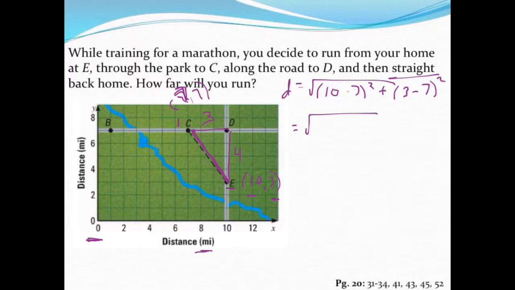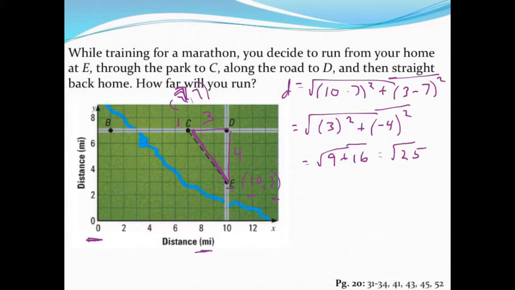So I've got the square root of 10 minus 7, which gets me 3 squared right there, plus 3 minus 7, which gets me a negative 4. Be careful with those negatives, as I've said before. Keep it in parentheses. 3 squared gets us a 9. Negative 4 in parentheses squared gets us 16. Add those together, and we get the square root of 25.